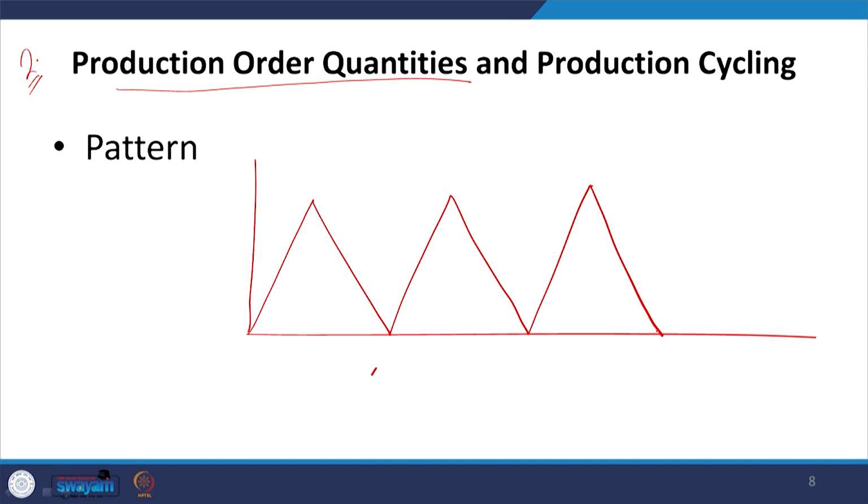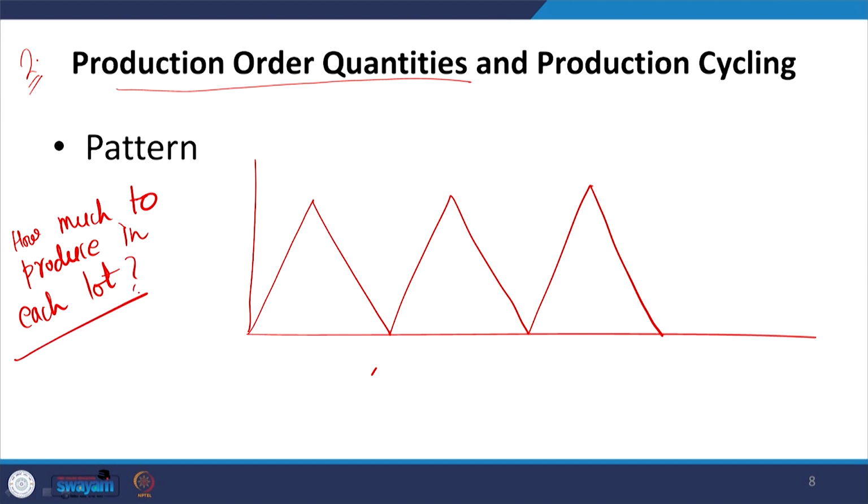So, we have two important things. One is how much to produce in each lot, because when we are producing, we are consuming also simultaneously. So, it is not that you produce all the items at a time and then you start consuming them.